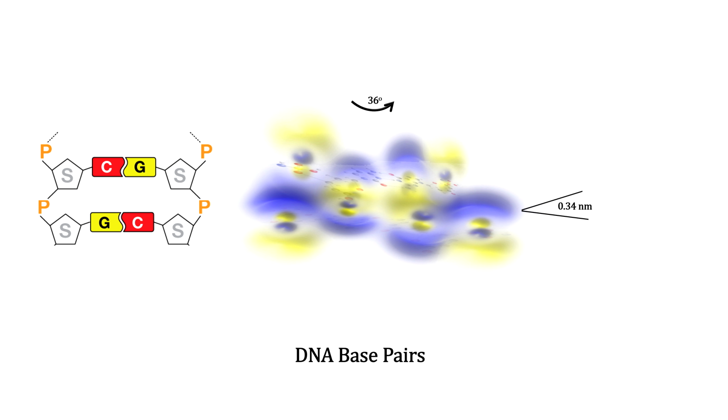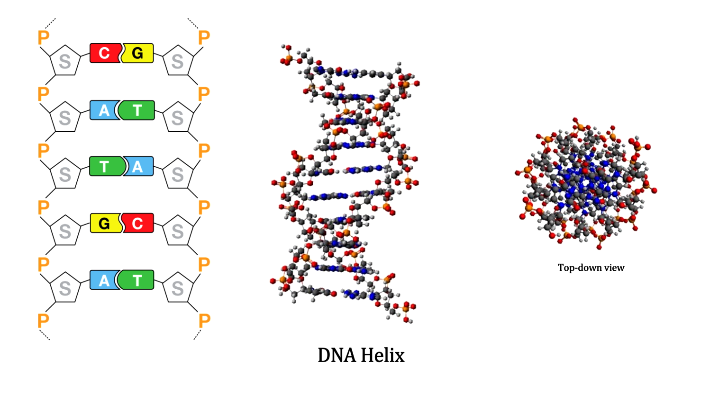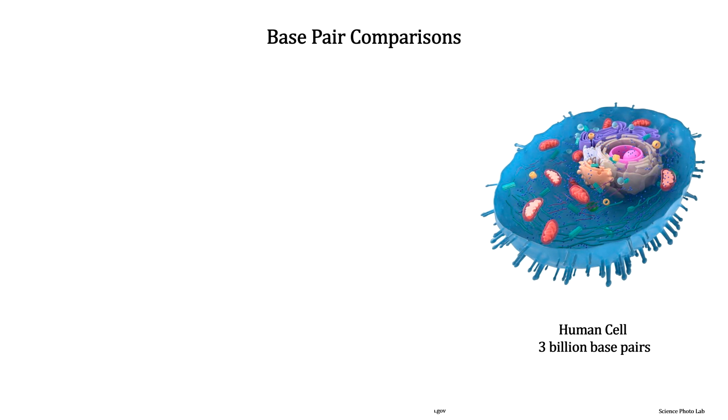Careful measurements found that they are only 0.34 nanometers apart. That's close enough for van der Waals interactions to help hold them together. Building on each other, these complementary base pairs create the full DNA molecule. The 36-degree twist per layer would produce a 360-degree rotation every 10 layers, a helix. A single human DNA molecule contains approximately 3 billion base pairs. That's around 216 billion atoms.